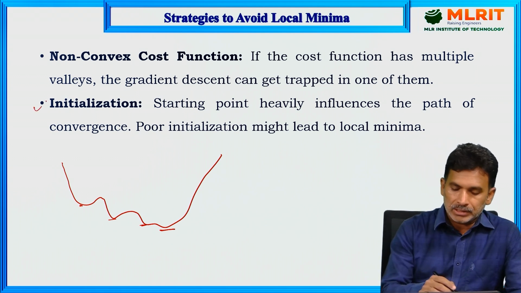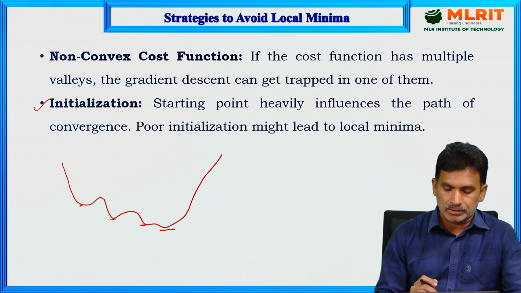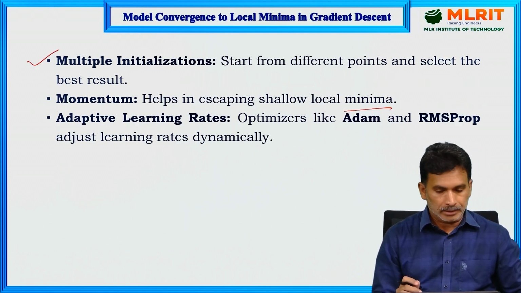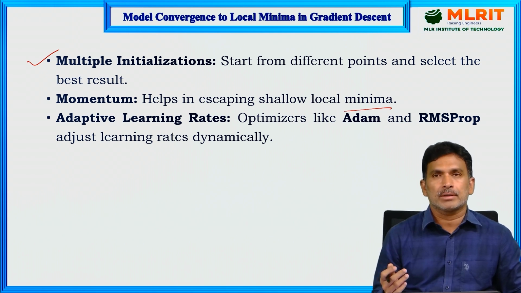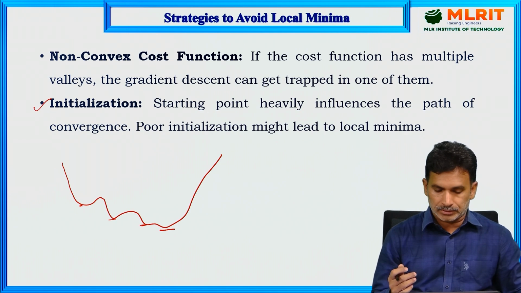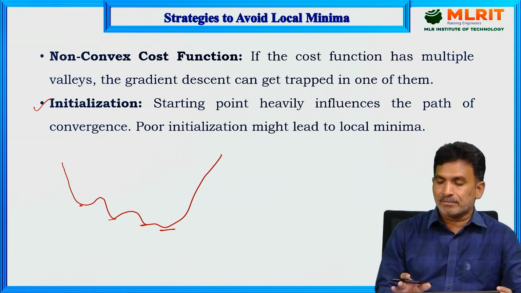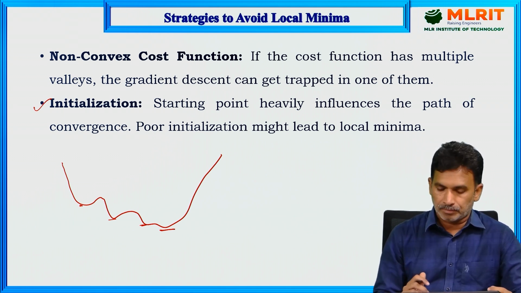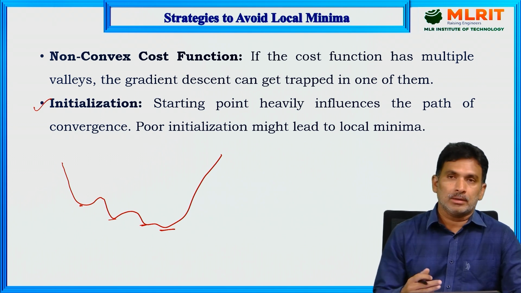So initialization, that is the starting point, heavily influences the path of convergence. That's why we have to take multiple initializations, that is starting from different points and selecting the best results. Poor initialization might lead to the local minima also.